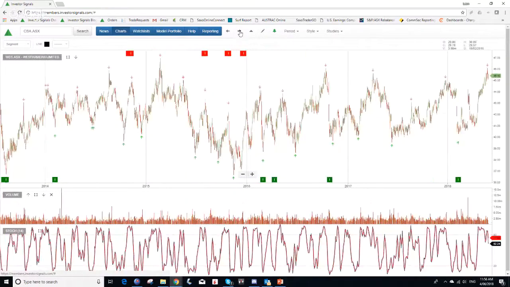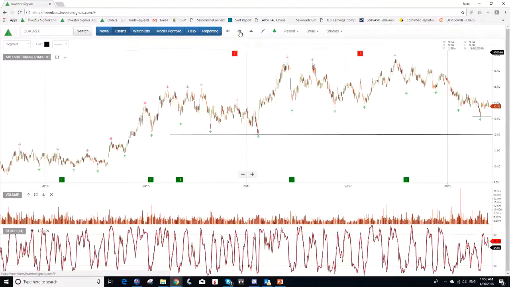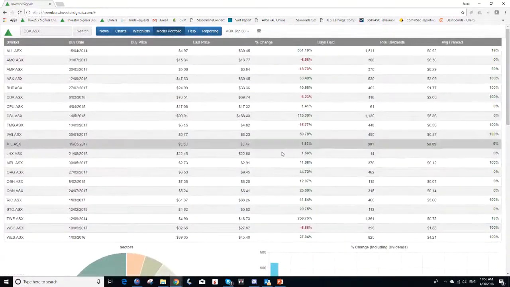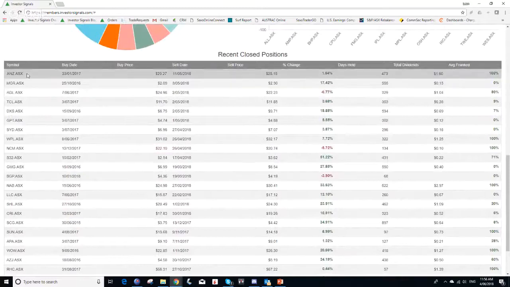Westpac, we've covered. West Farmers, we have. And there we are back to Aristocrat Leisure. So that's the top 50 portfolio in review. And again, let's just conclude on this one. We're looking at some recent close positions. So ANZ we've looked at.